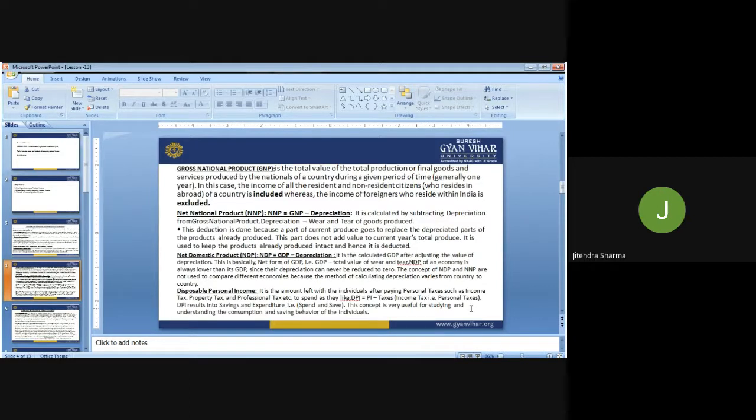Just like gross domestic product, we have a net domestic product. So net domestic product is equal to GDP minus depreciation. Here we subtract the depreciation from the GDP. It is the calculated GDP after adjusting the value of depreciation. This is basically net from the GDP. For example, the GDP minus the total value of wear and tear.